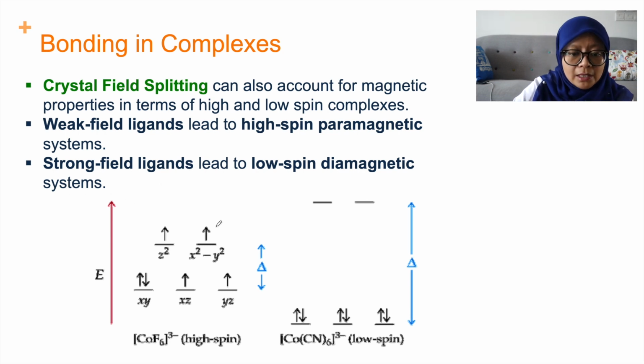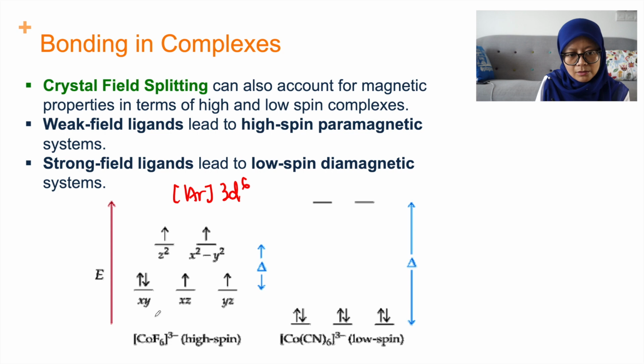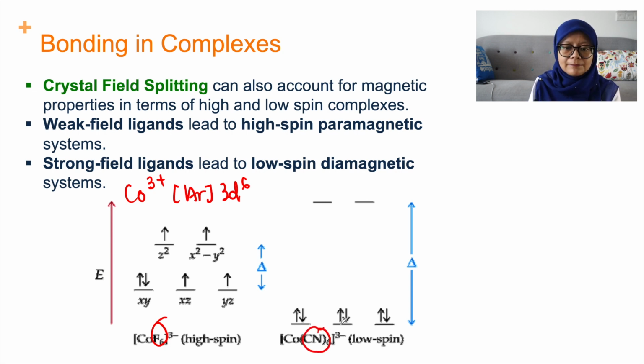Okay, so for example here we have cobalt, with 2, 4, 6, 3d6. This is cobalt with Ar 3d6. So the cobalt here is cobalt 3+. Here we have fluoride, which is one of the weak field ligands, and cyanide is an example of a strong field ligand.